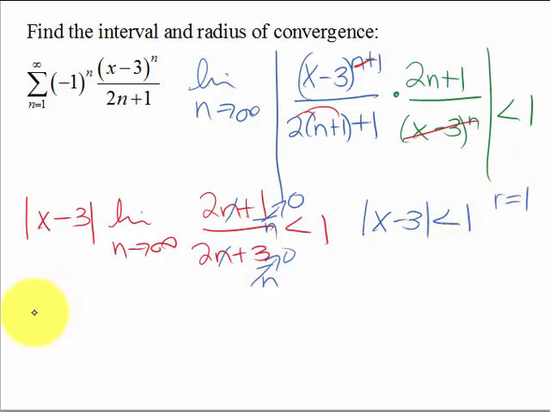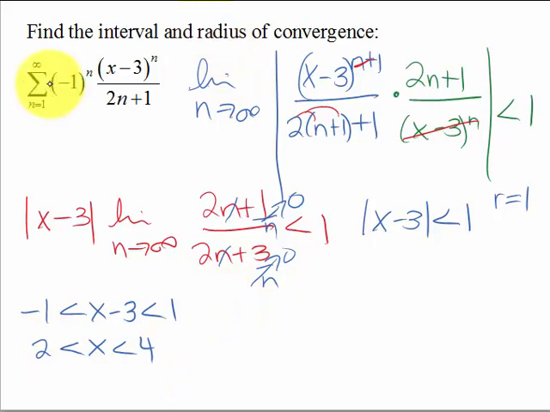And let's go ahead and write this as an inequality. Negative 1 is going to be less than x minus 3 less than 1. We can add 3 to both sides and have 2 less than x less than 4. So our interval of convergence is going to go from 2 to 4, but do we include the endpoints? So let's go ahead and test 2.